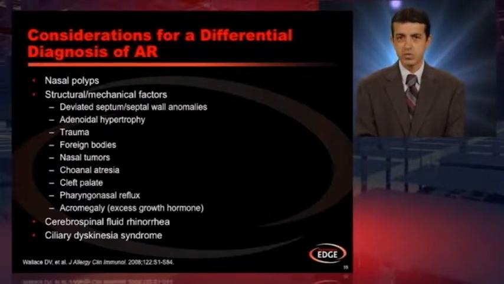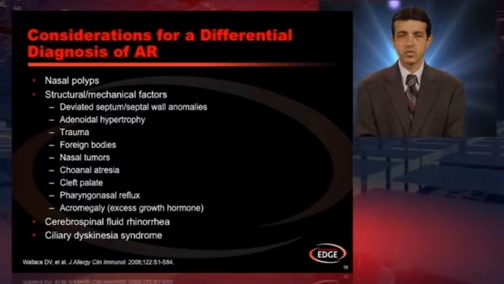Adenoidal hypertrophy, particularly in children. Trauma, foreign bodies, again more common in children. Nasal tumors, more common in adults. Choanal atresia, cleft palate. Cerebrospinal fluid or CSF leak. Trauma can sometimes be an underlying clue there. Unilateral rhinorrhea that's profuse, clear, associated with headache. And then ciliary dyskinesia syndromes. Many of these patients also have history of underlying pneumonias or lower respiratory tract infections.